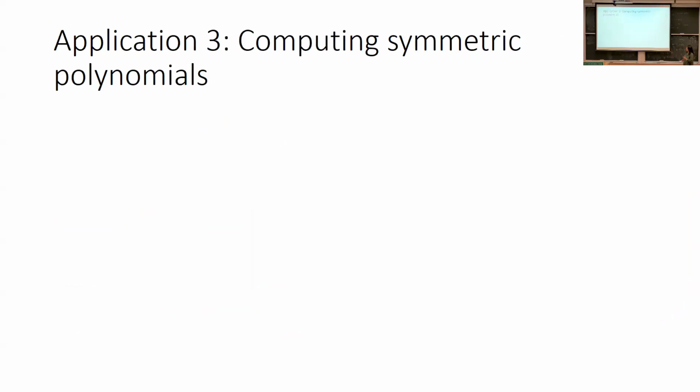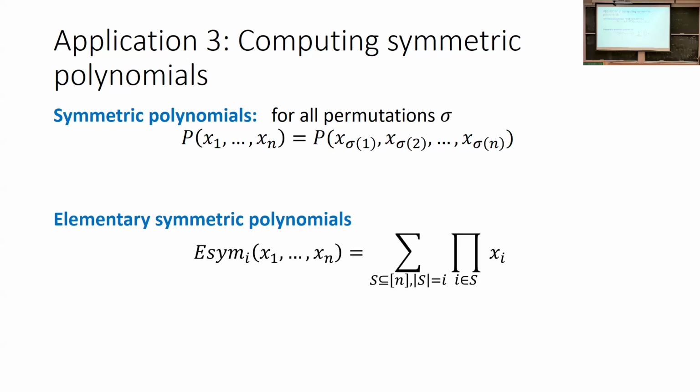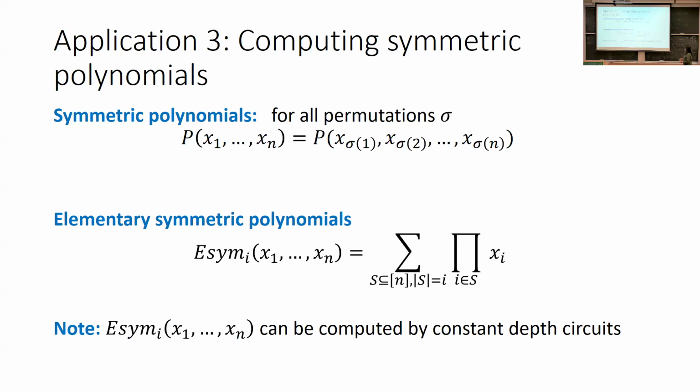Okay, that's application 2. Application 3. Good. So symmetric polynomials are those which remain invariant under permuting the variables. Elementary symmetric polynomials are a well-known subclass of all symmetric polynomials.